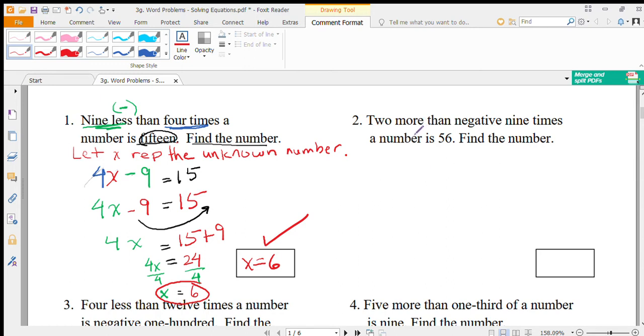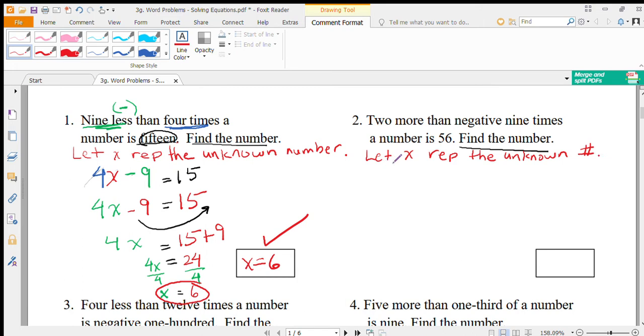Okay. Let's do one more example. 2 more than negative 9 times a number is 56. Find the number. Again, find the number. So, do we know this number? We do not. I'm going to let x represent the unknown number.